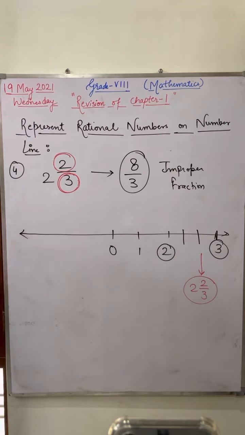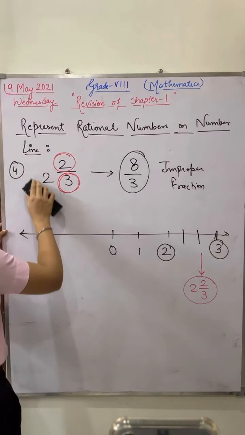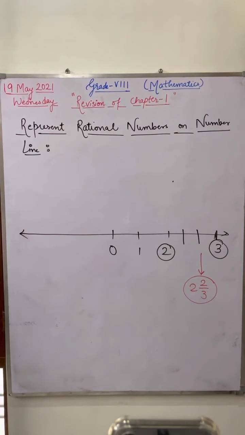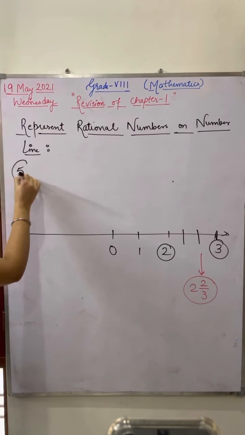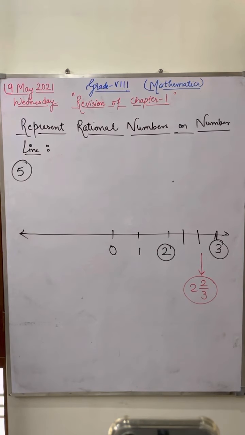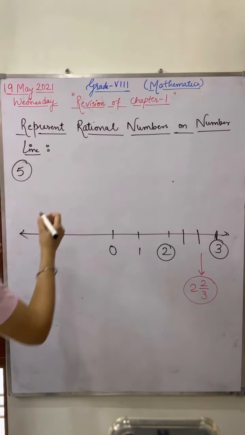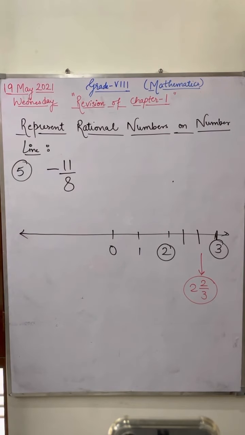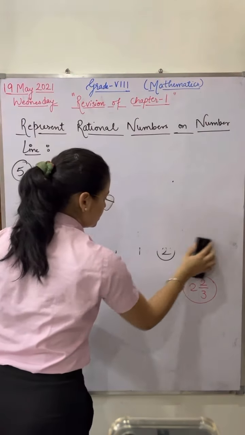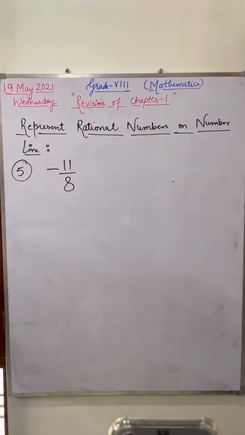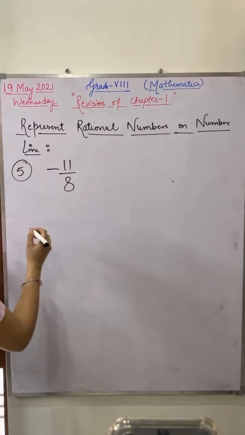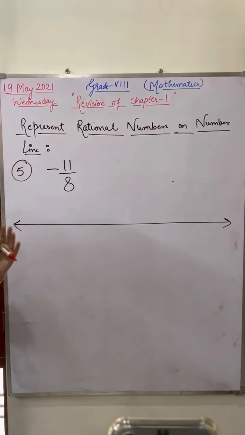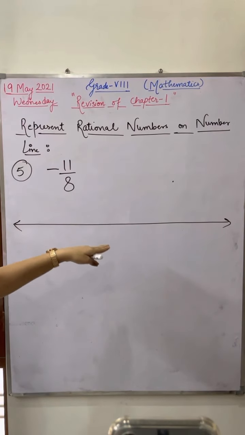Now I'm giving you one question. Please take out your practice notebook quickly. Now you have to do this question on your own. Fifth question is minus 11 upon 8. Quickly do this. Minus 11 upon 8. Yes, hurry up. I'm going to unmute some students. First of all, check which fraction it is, proper or improper, and then convert into the mixed fraction.